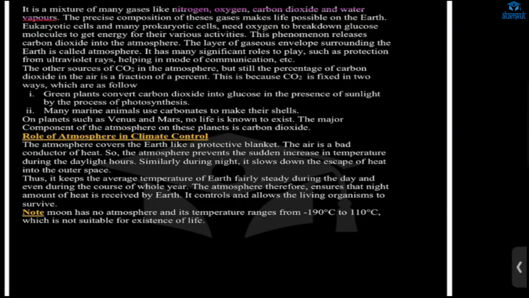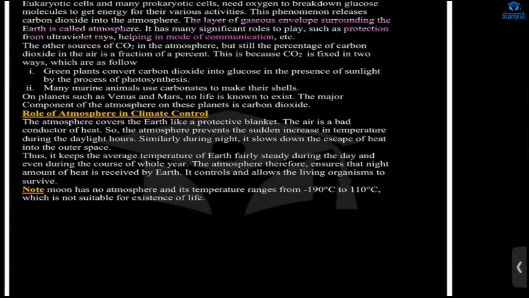See, the layer of gaseous envelope surrounding the Earth is called atmosphere. And what is its role? It protects us from ultraviolet rays from the sun. It also helps as the medium for communication. Sound travels, and it has to have a medium, right? It travels through air.